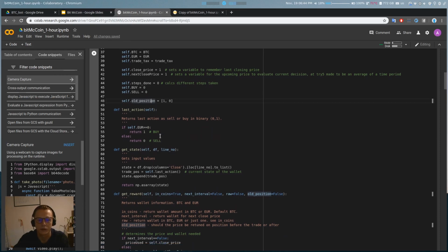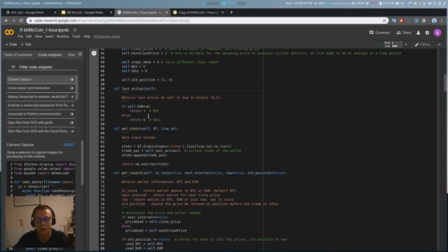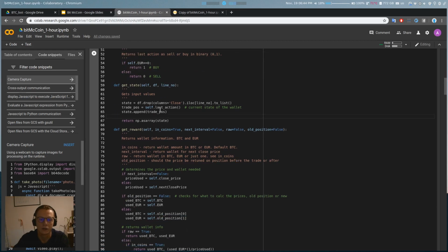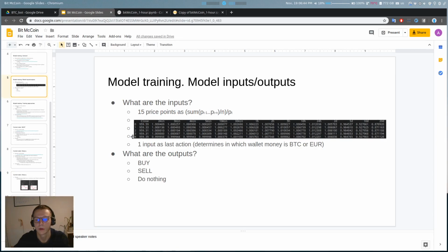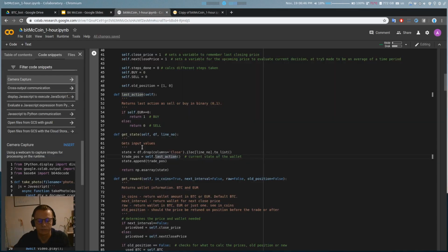We define a few functions, so just to get the last action, so what the trade was, and get the state to get the inputs to the network, so the inputs I showed you in the previous video. We can just quickly recap with that. These are just 15 price points from 2 minutes to 20 days, and these are average prices for that period, and then those are divided by the current closing price.